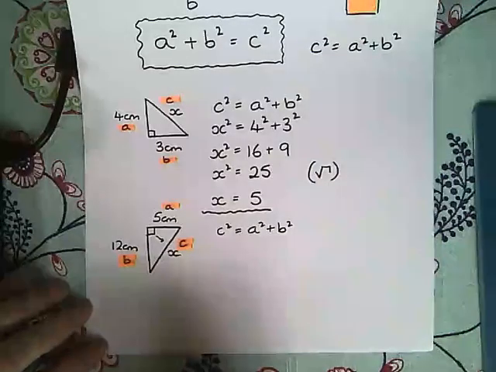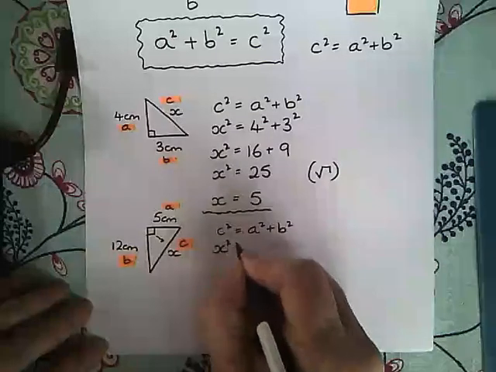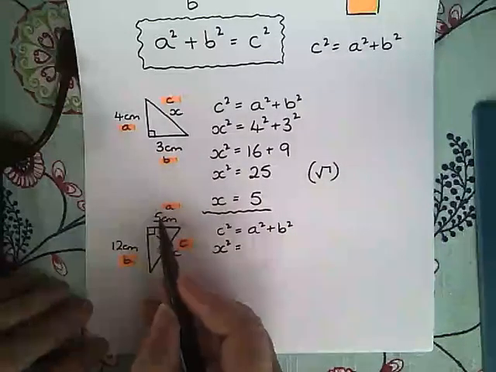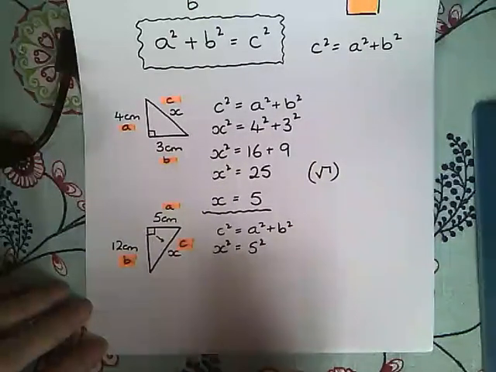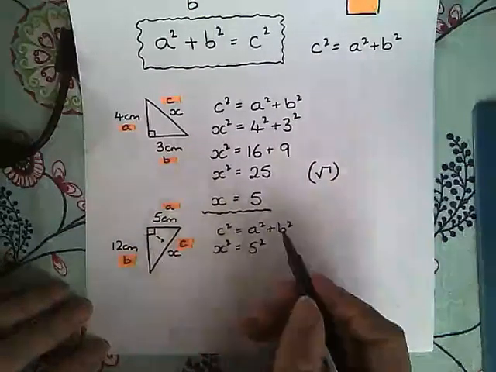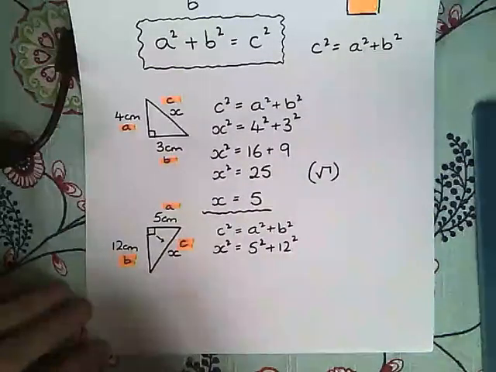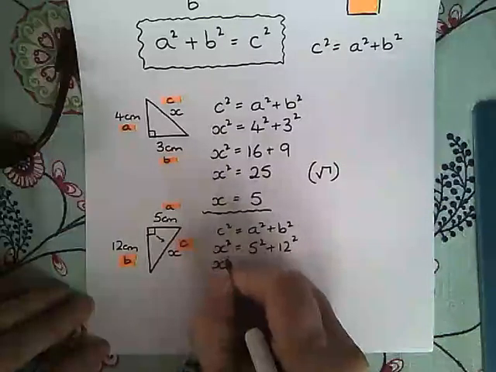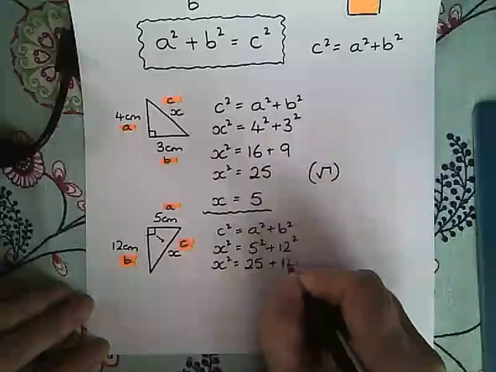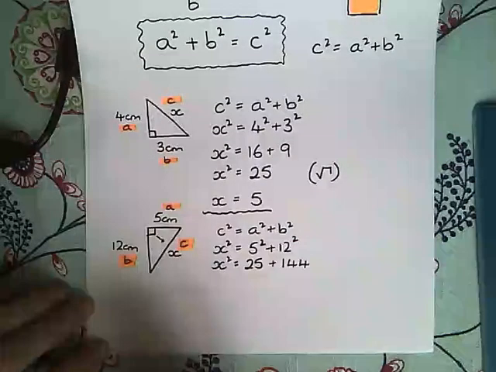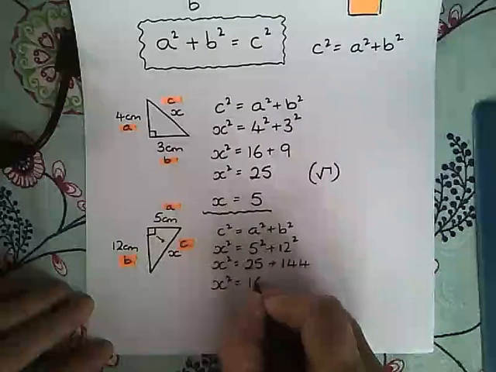Then we substitute our values in. So C is worth x squared. A is 5, so 5 squared. Remember, at this stage we don't work anything out, we just substitute the numbers in. And B is 12 squared. Then we do the working out. X squared is equal to 25, 5 times 5, plus 144, which is 12 times 12. Then we add the numbers together, so x squared is equal to 169.